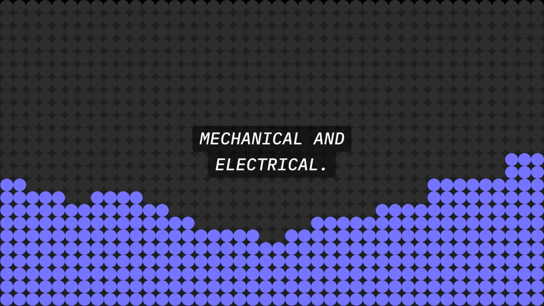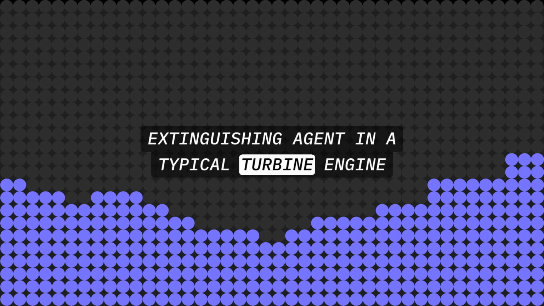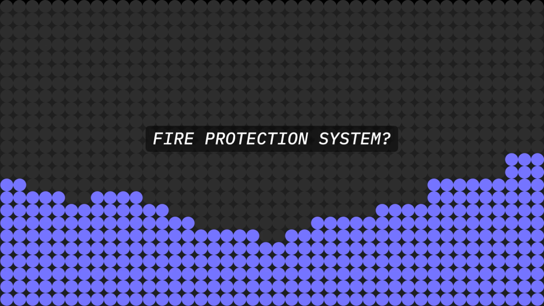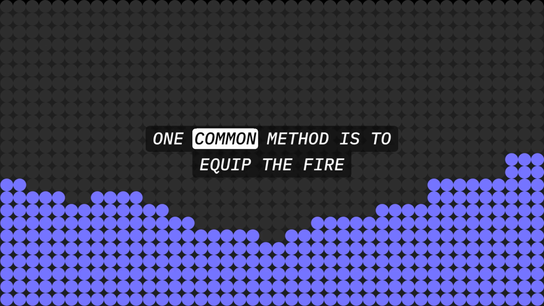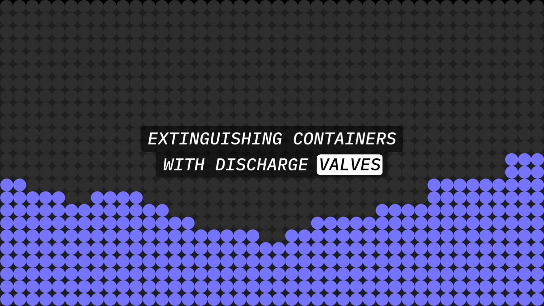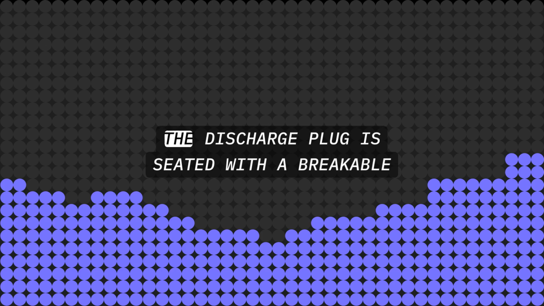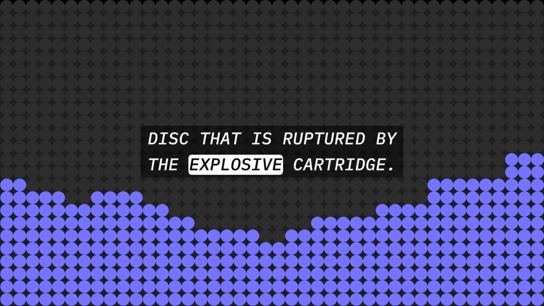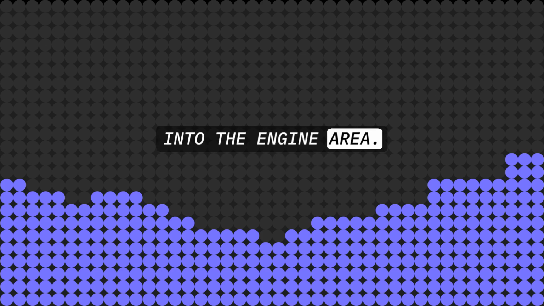What two methods are used to discharge fire extinguishing agents? Mechanical and electrical. What method is used to release the fire extinguishing agent in a typical turbine engine fire protection system? One common method is to equip the fire extinguishing containers with discharge valves that are operated by electrically discharged cartridges. The discharge plug is seated with a breakable disc that is ruptured by the explosive cartridge. The contents of the bottle are discharged into the engine area.